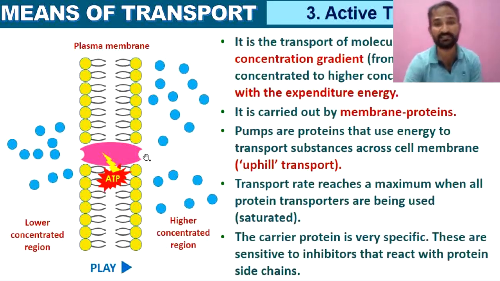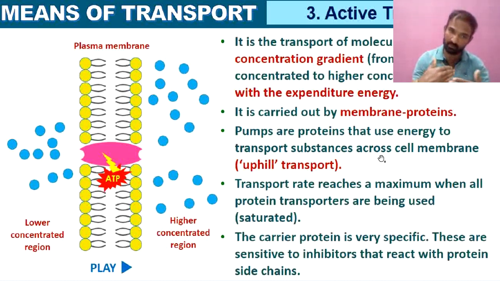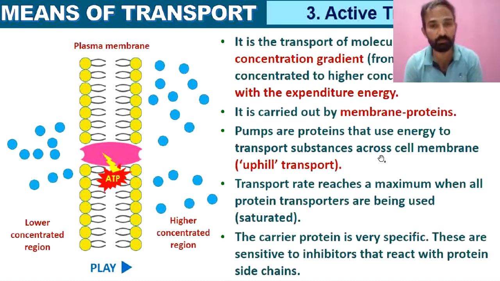Okay, so it is carried out by the membrane protein, and the pumps are proteins that use the energy to move substances across the membrane, which is also called uphill transport. What is it called? Uphill transport. So the molecules from lower concentration move towards the higher concentration through a membrane by using ATP, which is called uphill transport.